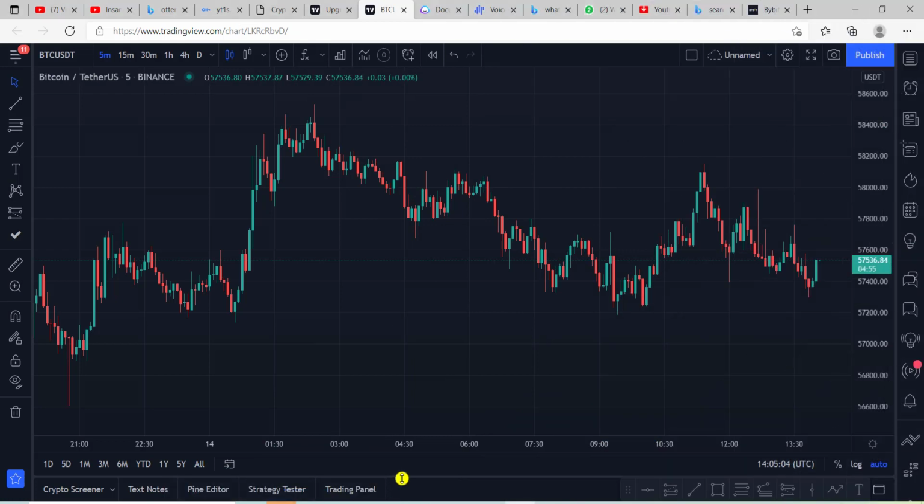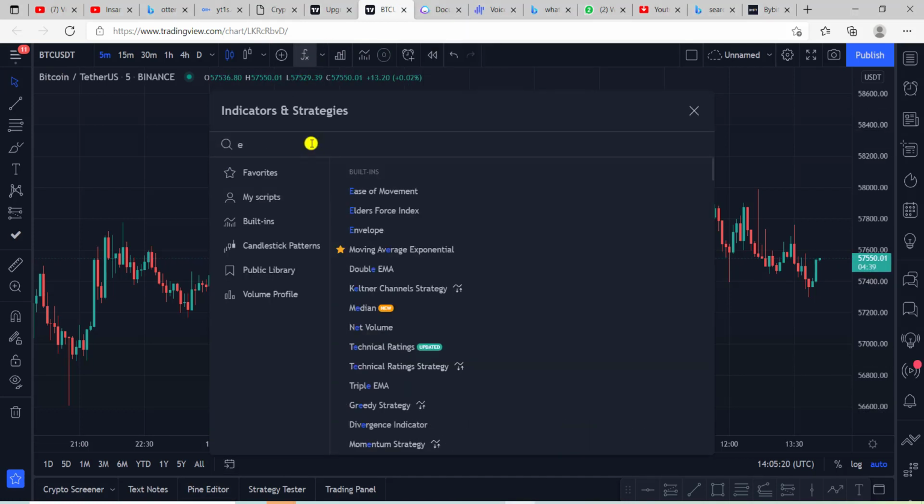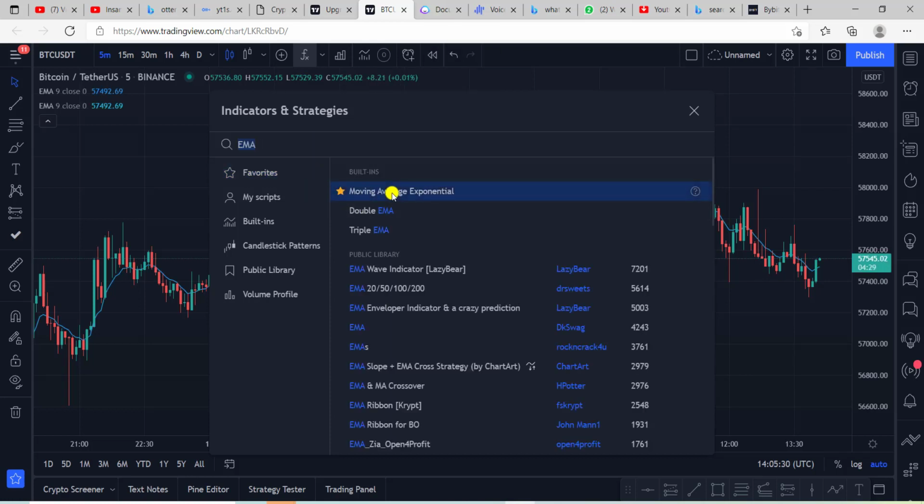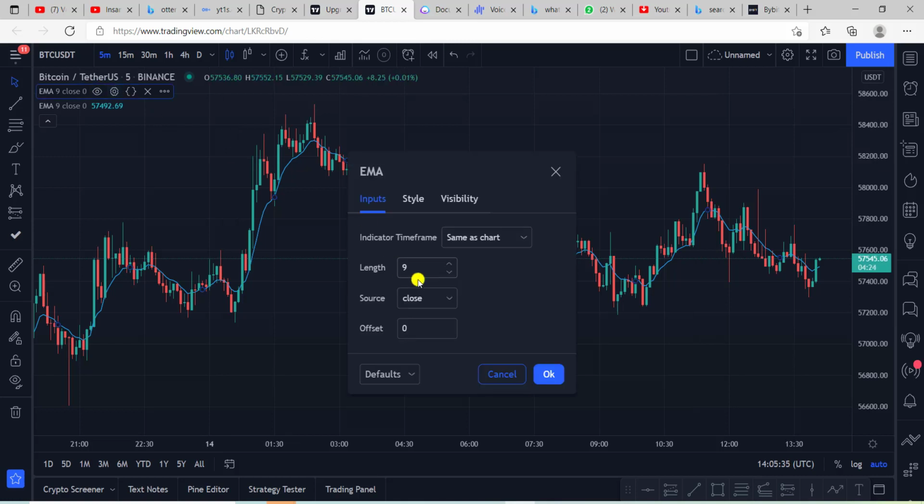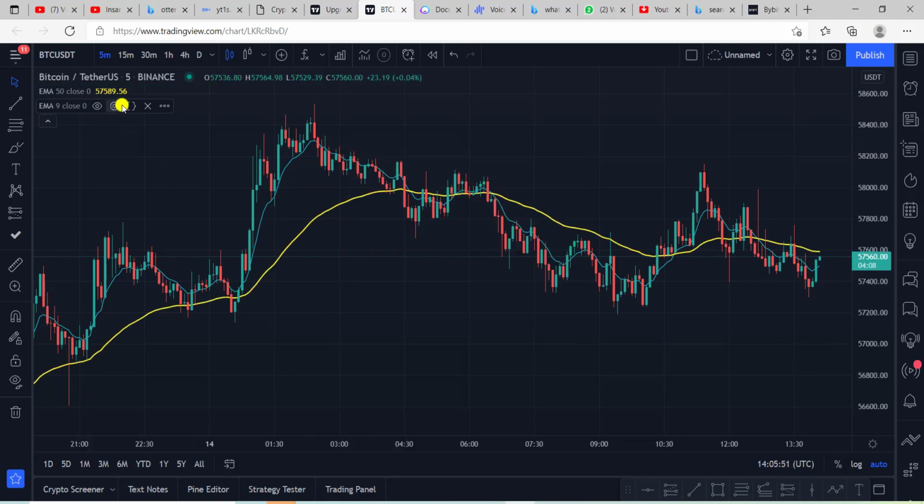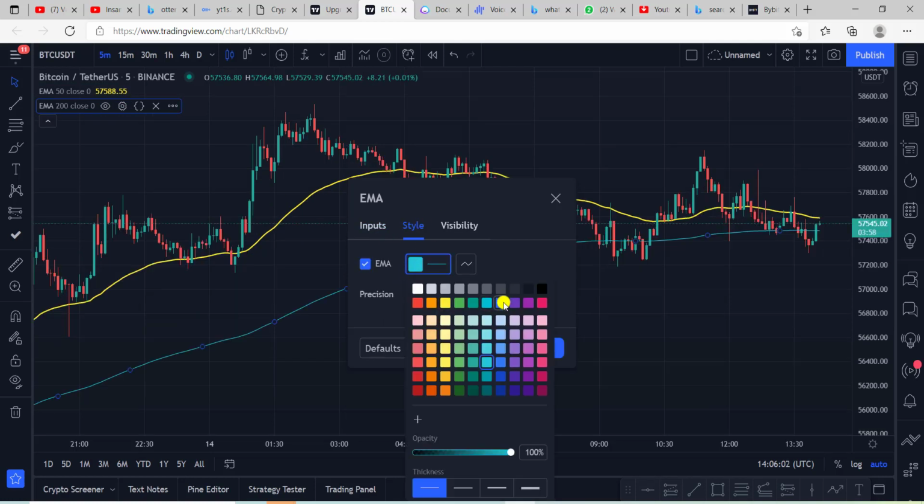So now let's go through the strategy step by step. The first step is to add indicators to the chart, so click the indicator button in TradingView and search for EMA, then click the moving average exponential indicator twice, 1, 2, and then go to the settings for the first EMA and change the length to 50 and then change the color to yellow. You can pick any color and I prefer to make the line a bit thicker. Now go to the settings for the second EMA and change the value to 200, and I prefer to use a blue color for this one and a bit thicker line just like this.